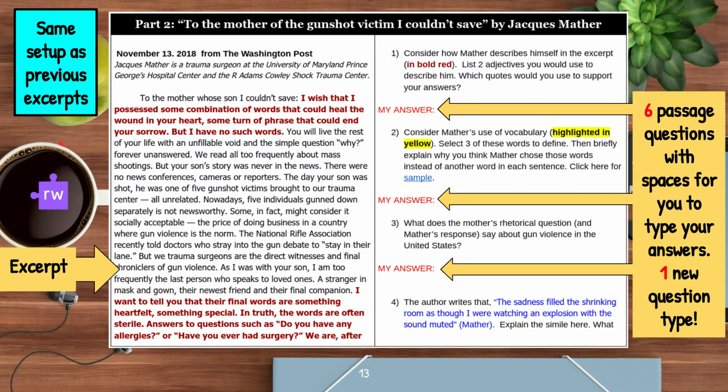So again, it's the same setup as the previous excerpts. The excerpt is on the left-hand side. If you want the computer to read the excerpt to you, I would suggest you use that Google Read and Write app. And then on the right-hand side, you have 6 passage questions with a space under each question for you to put in your answer. There is one new question type that we're going to talk about, and that's this one here. And I'll come back to that in a second.